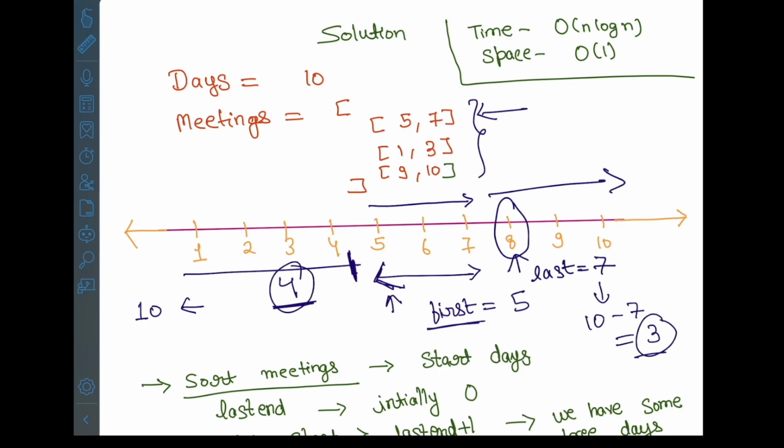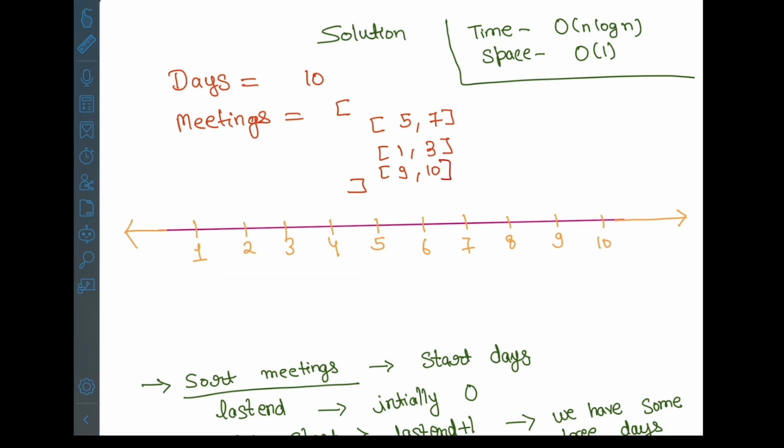And when you sum it, you will find that the total number of free days is 7. And the output, when the input is just 5 to 7, is going to be 7. 7 days are free, 1 to 4 and 8 to 10. Now we are going to utilize these facts.